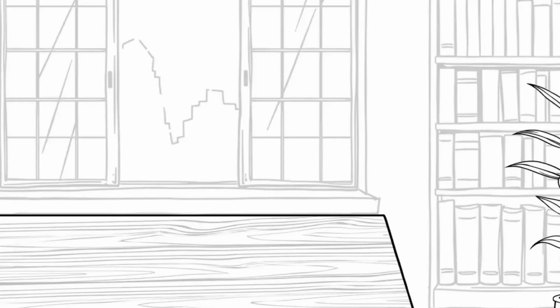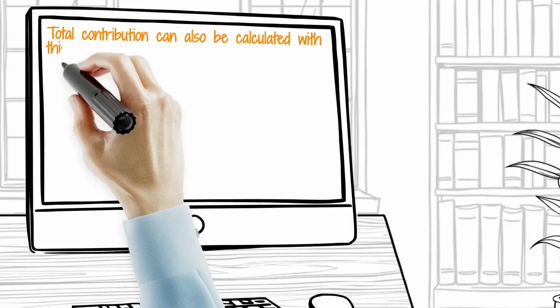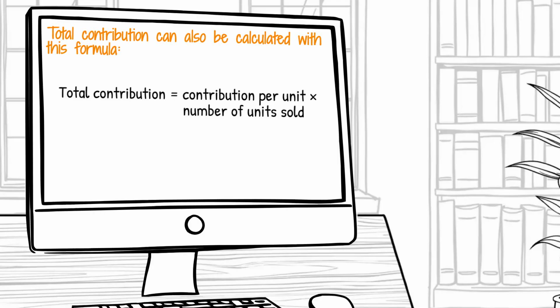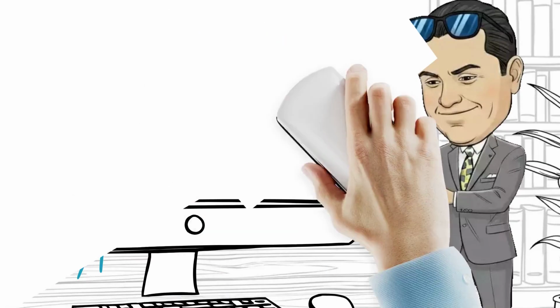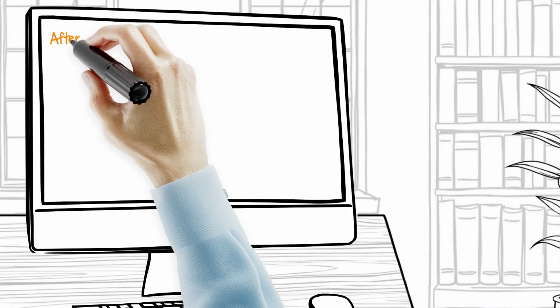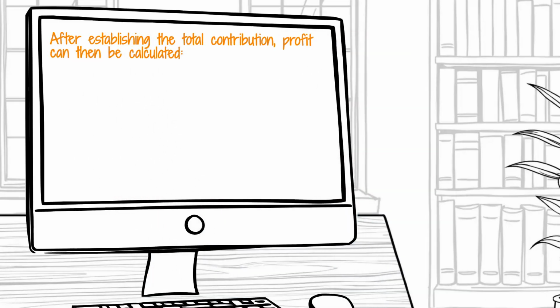Total contribution can also be calculated with this formula. Total contribution equals contribution per unit times number of units sold. After establishing the total contribution, profit can then be calculated. Profit equals total contribution minus total fixed costs.